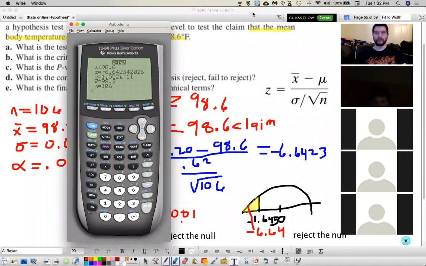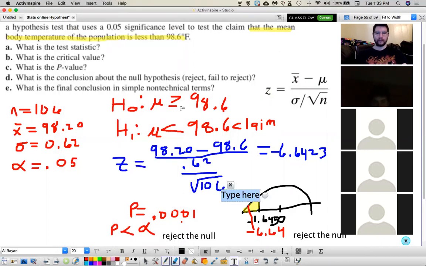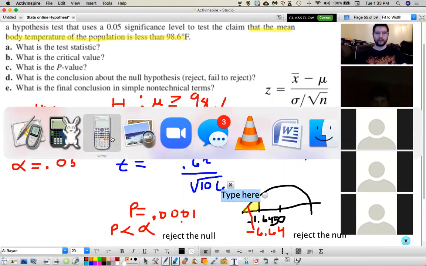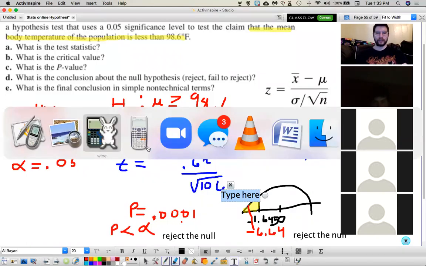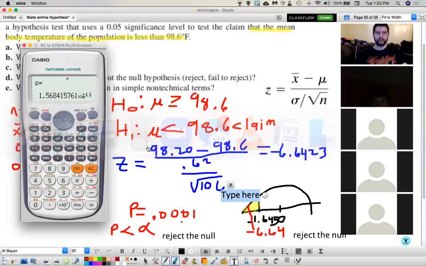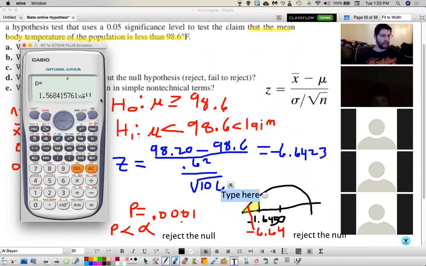Question? Let's see. How do you get the p-value with that? Exactly like we just did. To get the p-value without the calculator, you look it up. It's the area to the left of that test statistic. You can either use the chart or you can use the normal CDF. Either way will work.